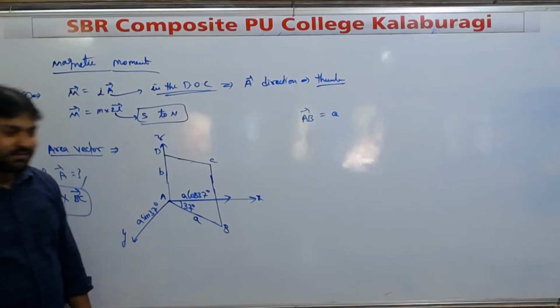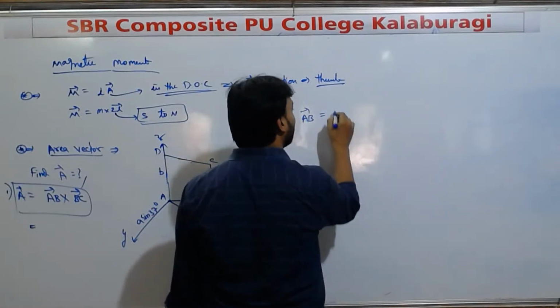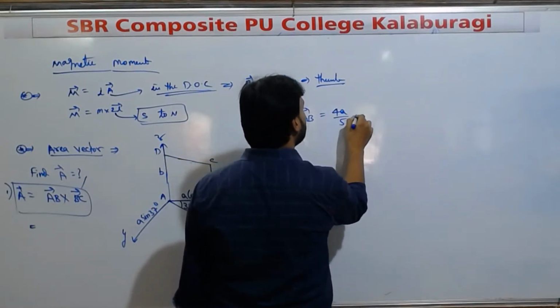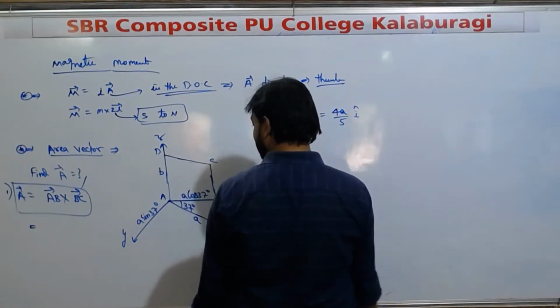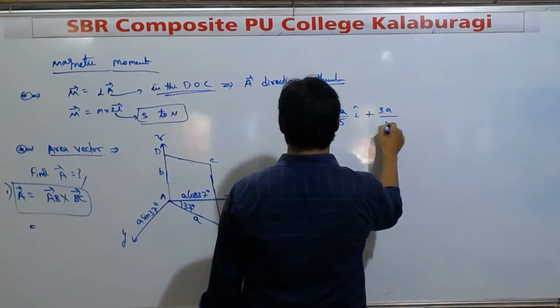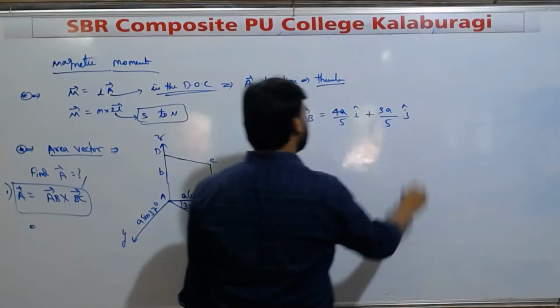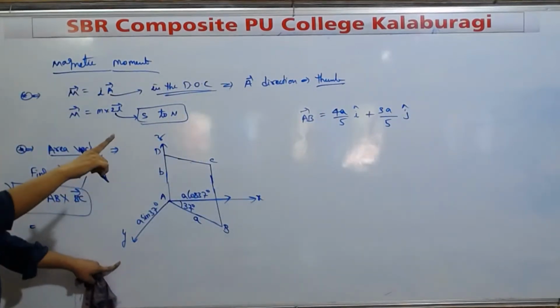Happy or not? Now, it is A cos 37, which is 4 by 5. So it is 4A by 5 I cap, plus 3A by 5 J cap. Positive? Yes. According to me, along the y axis, so J cap.